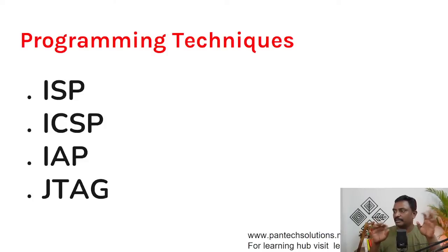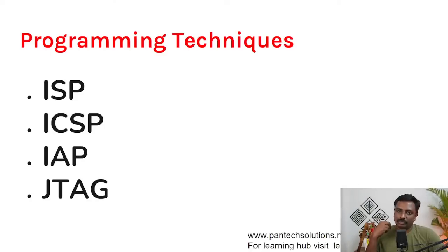We'll complete. So the programming techniques: ISP stands for in-system programming, where you can program the microcontroller through a serial port. ICSP stands for in-circuit serial programming. Both are the same. IAP is in-application programming, where the device is at a remote place and you can program it through Wi-Fi, just like your mobile phones or set-top boxes, over the air. So IAP is also called over-the-air programming.